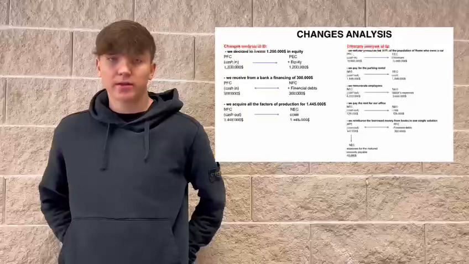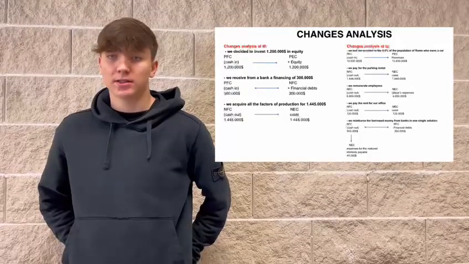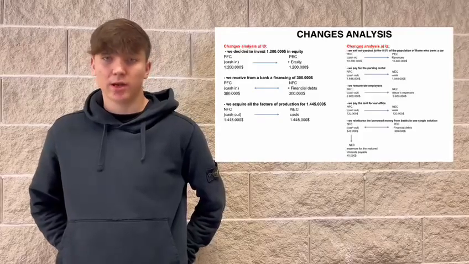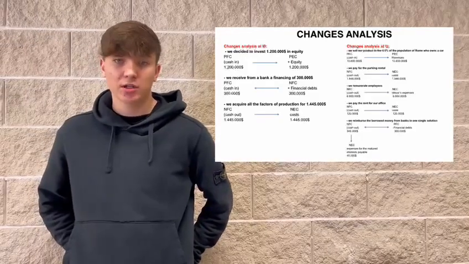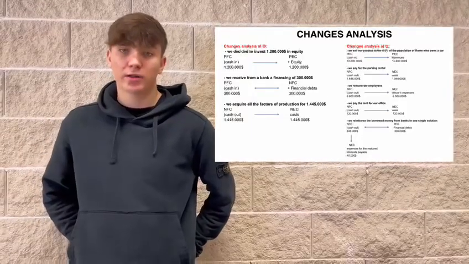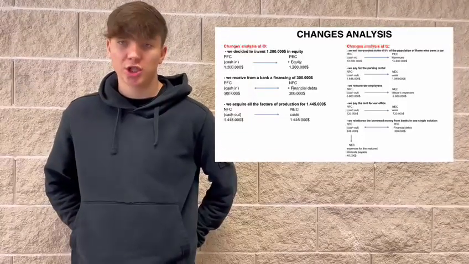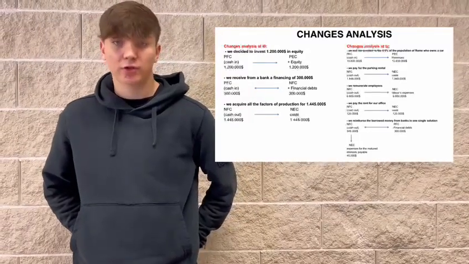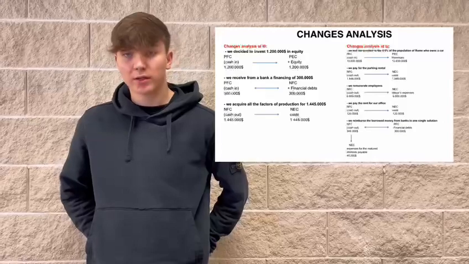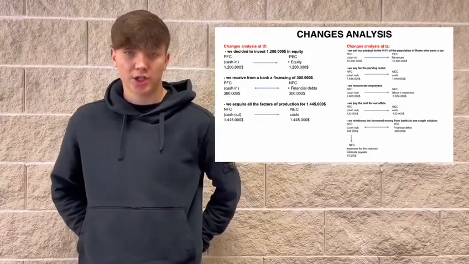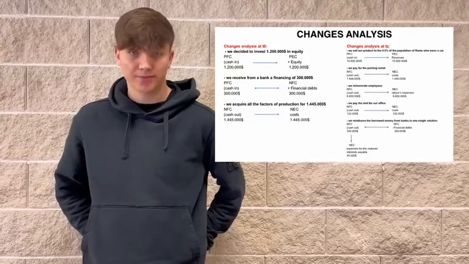We decided to divide the changes analysis in 2 moments, the start of the business and the end. We invested 1,200,000 euros in equity, so we had a positive financial change measured by a positive economic change. Then we received a loan from a bank of 200,000 euros, so we recorded a cash-in compensated by a negative financial change. We acquired all of the factors of production for 1,445,000 euros, so we registered a cash out, a negative financial change measured by a negative economic change.